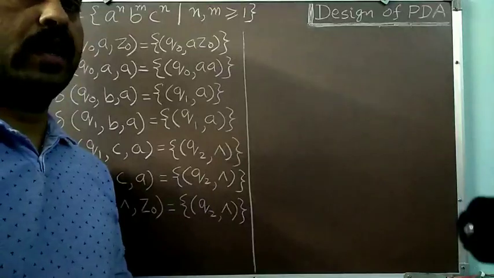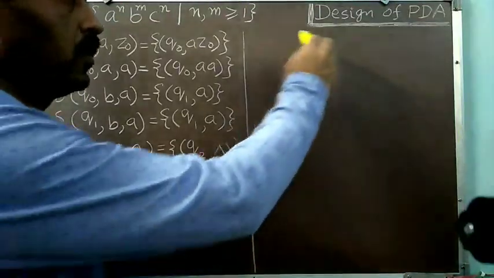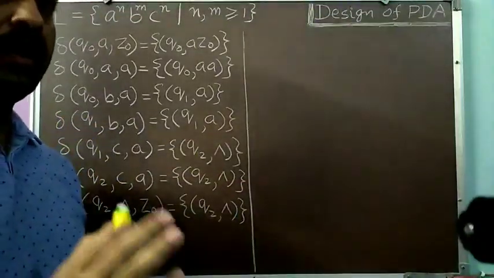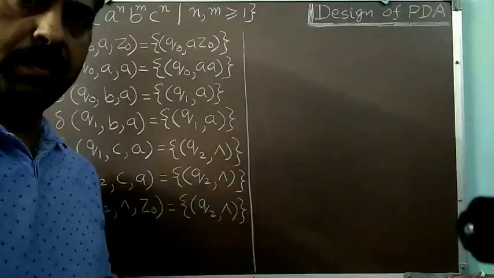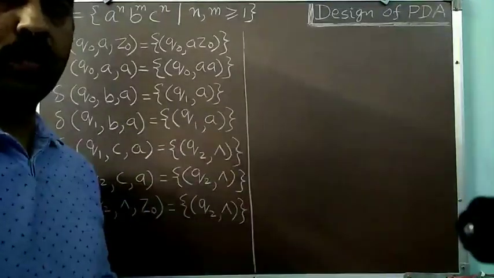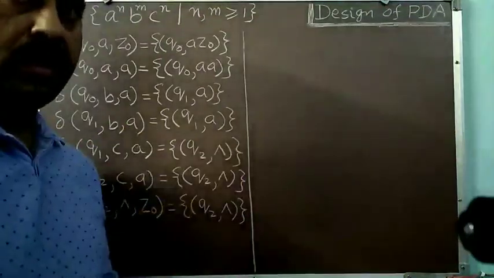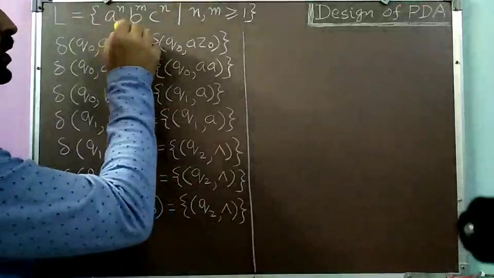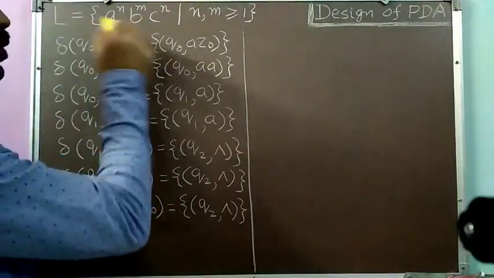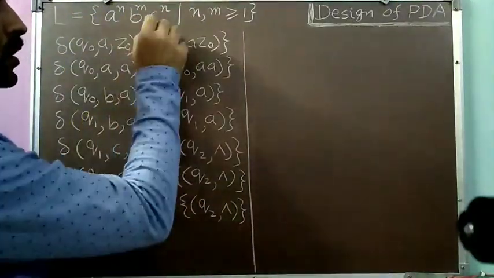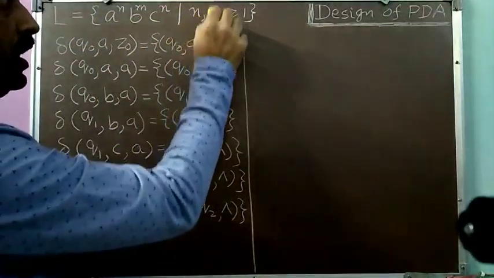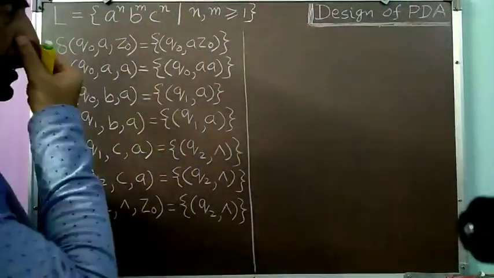Dear students, welcome to this session on designing push-down automata. In previous sessions, we have discussed certain problems, and on the basis of those problems, I had given you some problems for solving at home. Among those problems, the first one was L = a^n b^m c^n, where n and m are greater than or equal to 1.